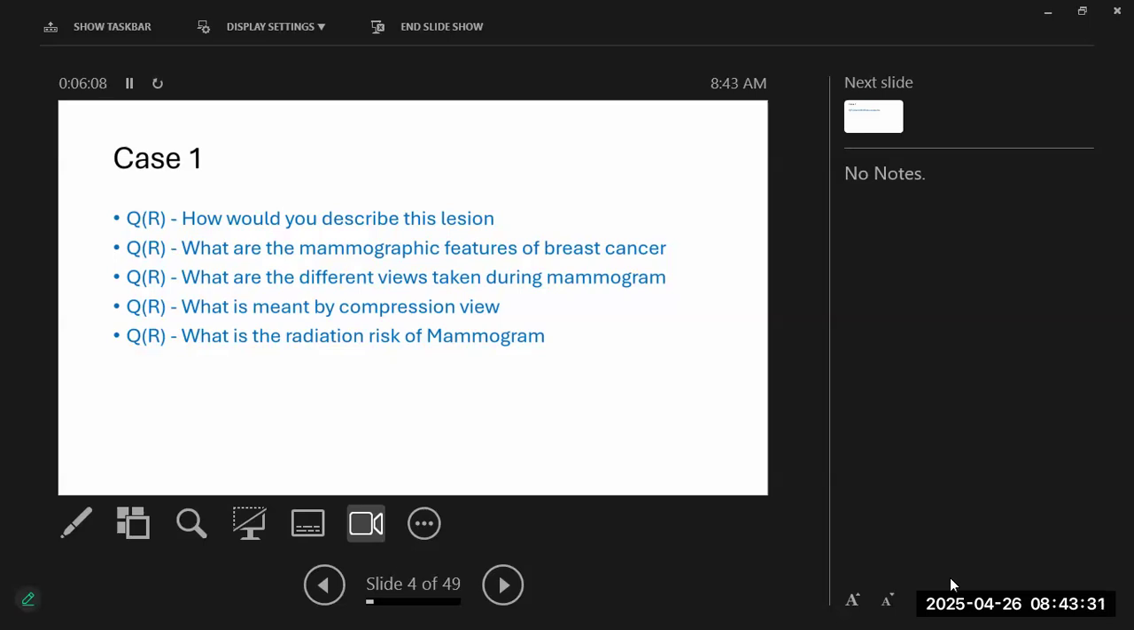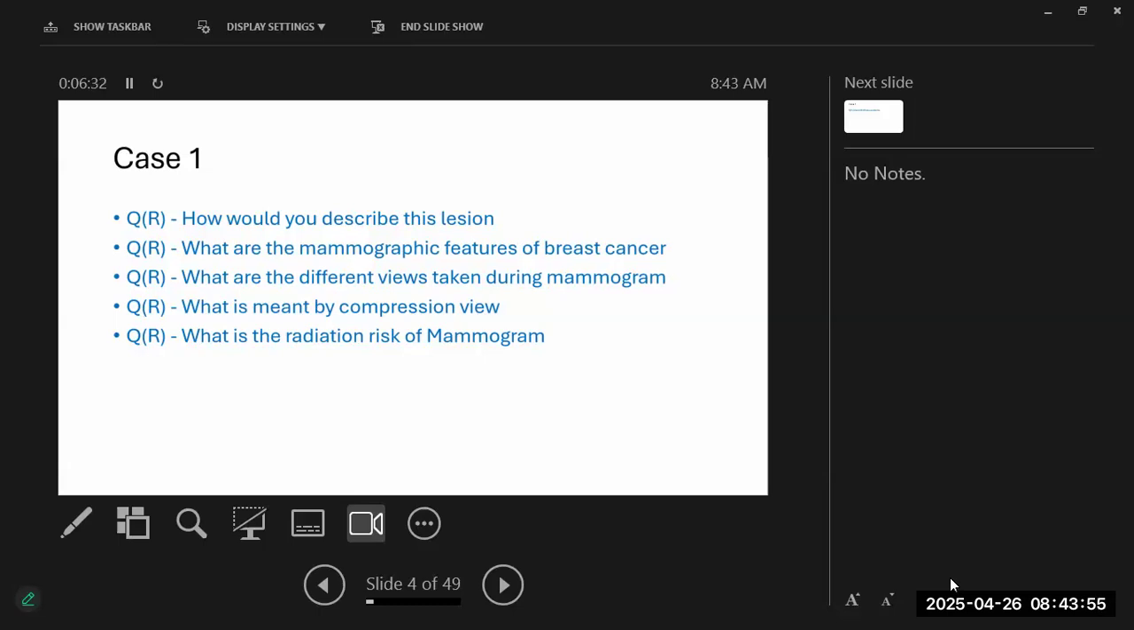So a mass or an asymmetric density, microcalcifications, or an architectural distortion. Those are the four main things that malignancy can appear as, but a mass is the most common thing that we see. So I just described the mass. I think we will go into microcalcifications and others later, right?